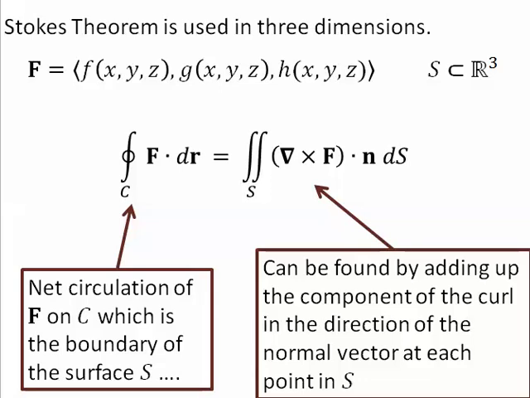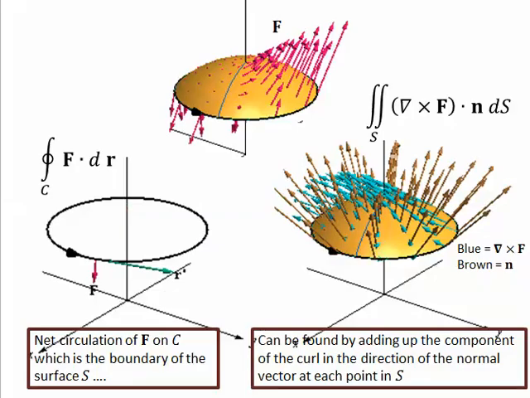The net circulation of a vector field on a curve where the curve is the boundary of a surface S can be found by adding up the components of the curl in the direction of the normal vector at each point on the surface S. And so here's a diagram of what's going on. Net circulation of the vector field F on the curve, which is the boundary of the surface S, can be found by adding up the component of the curl in the direction of the normal vector at each point in S.